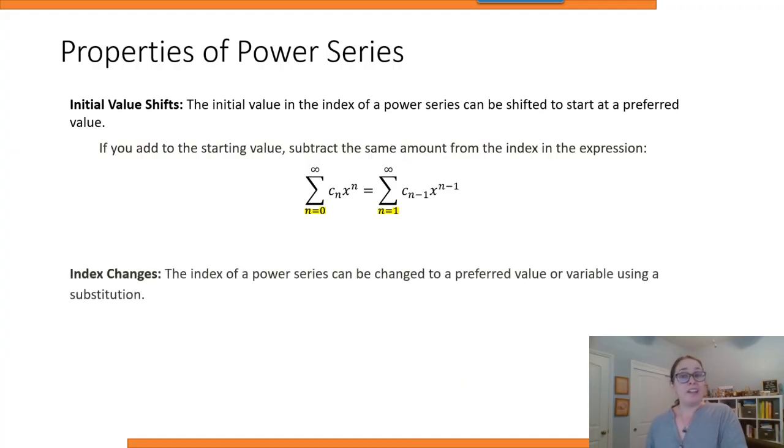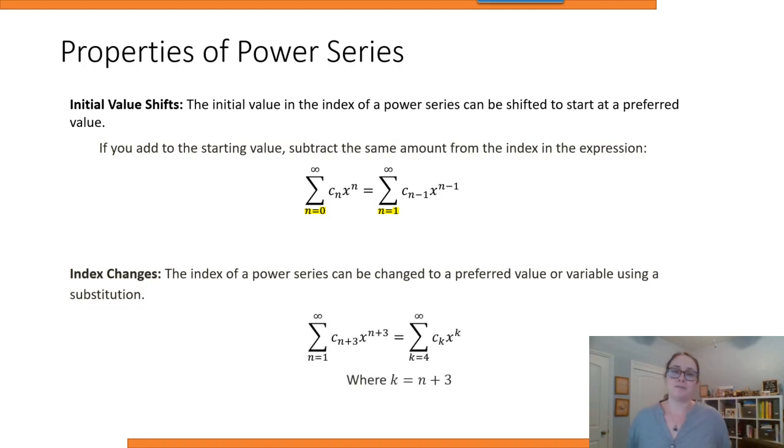I can even change the index as well. Let's say I don't even want them to be n's anymore and I want to change it to something else. Well, you can do a substitution. So here's an example. I have a series where n equals 1, and my nth term is c sub n plus 3 times x to the n plus 3. Well, let's say I need that to be just x to one letter and not the n plus 3. Well, I can just substitute it out.